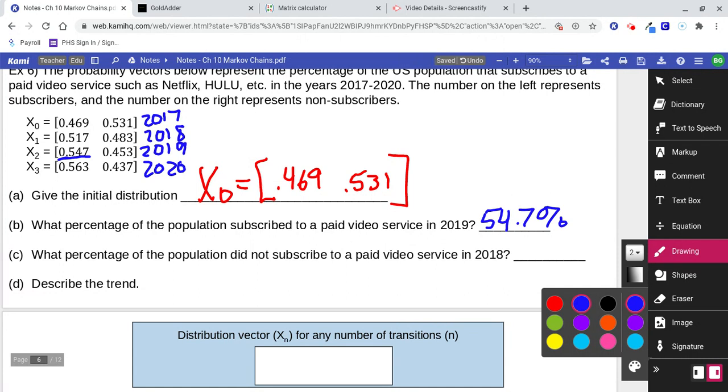Part C says, what percentage of the population did not subscribe to a paid video service in 2018? So did not subscribe, that would be this number right here. That's 48.3%. Describe the trend. Well, in general, don't think too hard. What's happening? What's increasing? The subscribers are increasing, exactly. The percentage of subscribers is increasing.